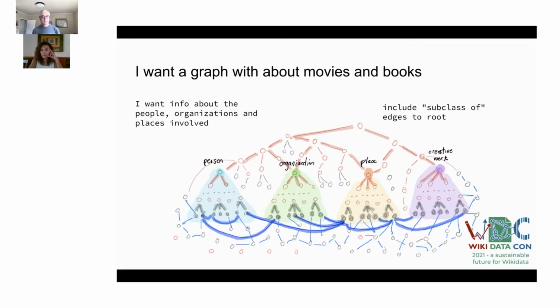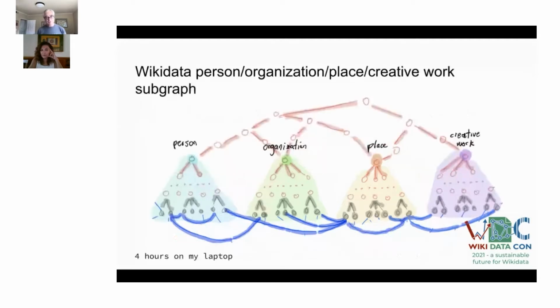So here's what I want to have as a result. I have my graph of persons, organizations, places, and creative works, and all the connections between them. And this is just an example. And just for reference, I can actually construct this subgraph on my laptop using all of Wikidata without using the SPARQL endpoint because that will time out.